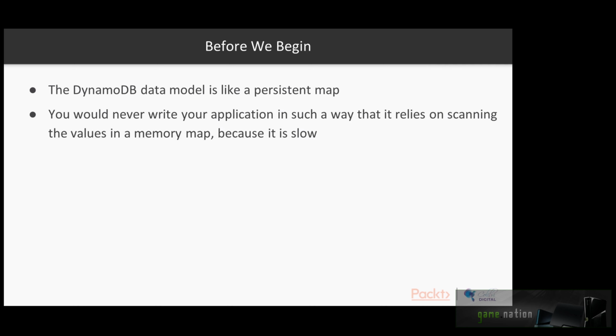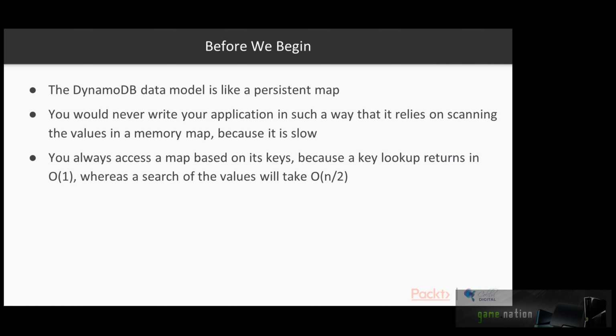Okay? You'd never write your Python or Java application in such a way that it relies on scanning the values in an in-memory map, because apart from just being really stupid and really poor programming practice, it's really slow. The reason you use a map or a dictionary is because you know the key that you're going to look up on. That key will be some unique ID. A key can only ever exist once in a map or a dictionary, and we know what that key is. We're only going to look up objects based on that key.